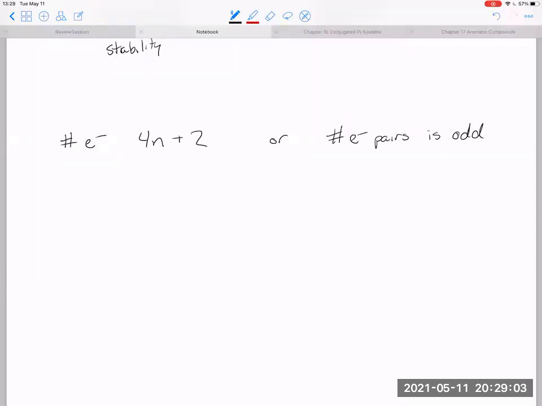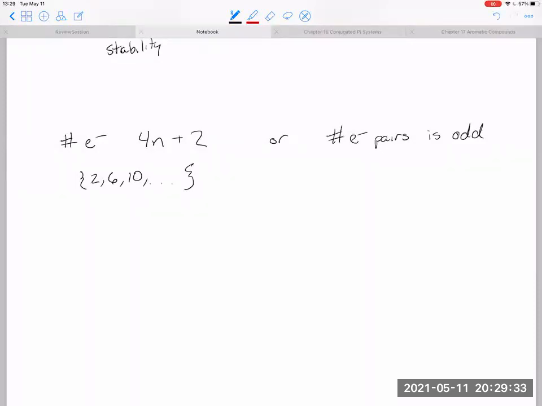Remember this 4n plus 2: a lot of people look at this and wonder, what is n? This isn't a math equation. It's a shorthand for a series of numbers, where you plug in 0 for n and that's 2. You plug in 1 for n and that's 6. You plug in 2 for n and that's 10, etc. It's not a math equation. It's a shorthand for a series of numbers.